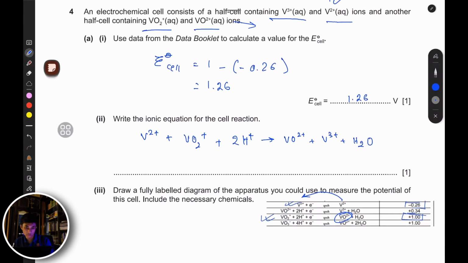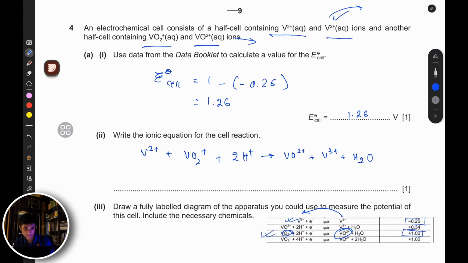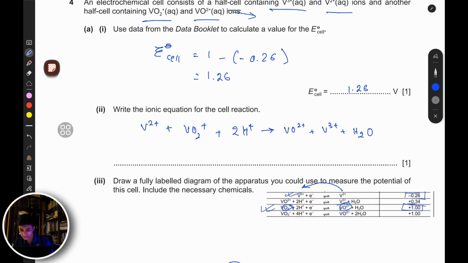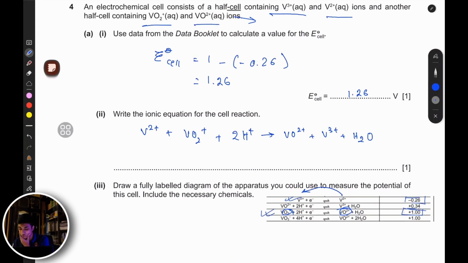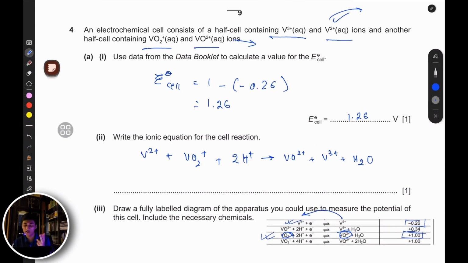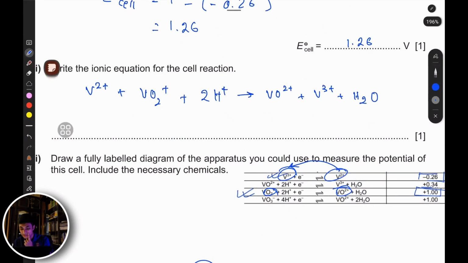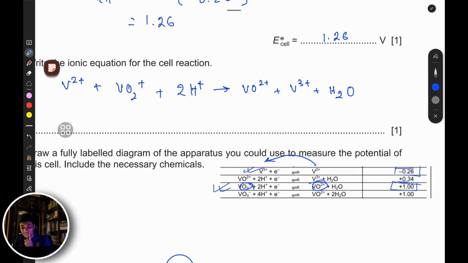Vanadium, yep, VO2 plus and VO with a charge of 2 plus. Okay, this is the one they wanted. And for this, the electrode potential is actually positive 1. The other half cell is for vanadium 3 plus and vanadium 2 plus. Which one is that? This one and this one. So that is the equation for another half cell, which is minus 0.26.